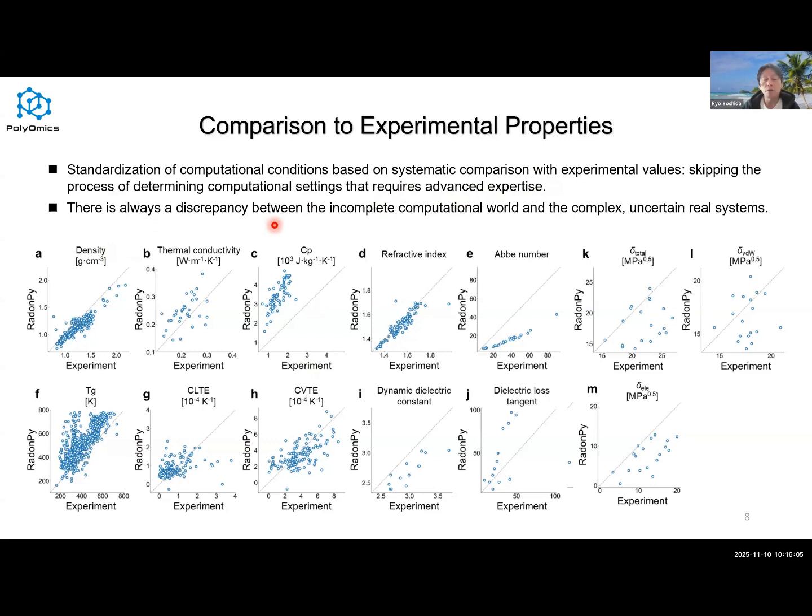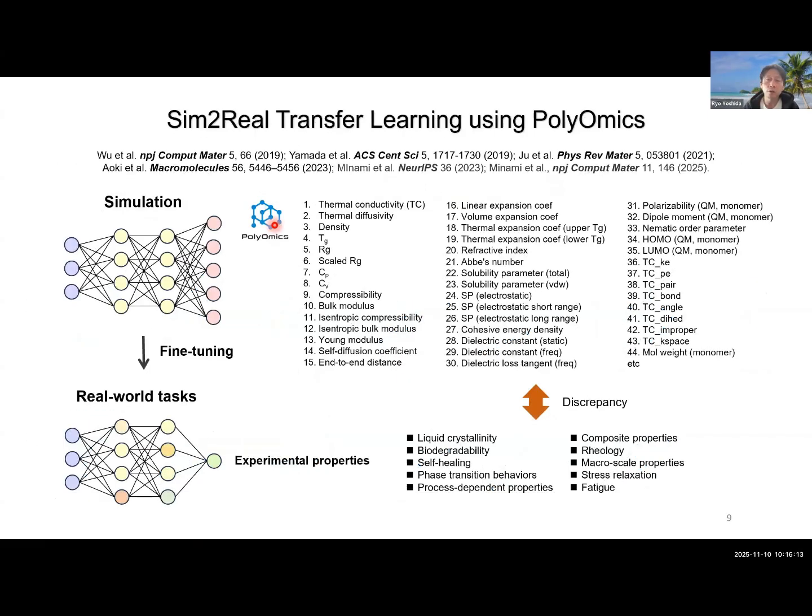So one of the distinct features of our database is that it is used as a data resource for machine learning, and machine learning is utilized to fill the discrepancy between the incomplete data from computer experiments and the real world. One such scenario is to exploit transfer learning. And here I'd like to describe this one.